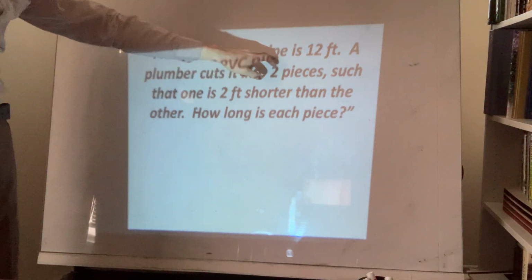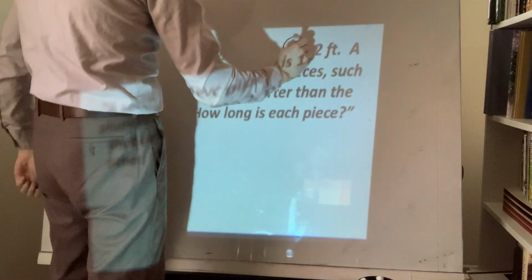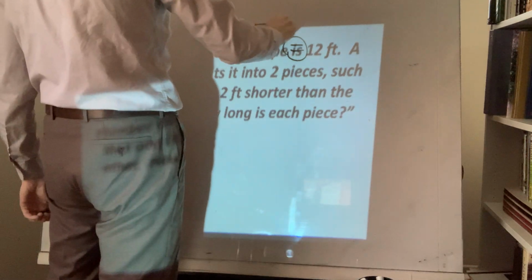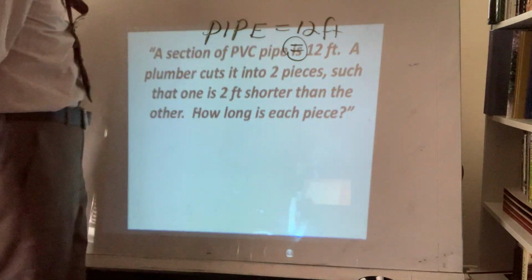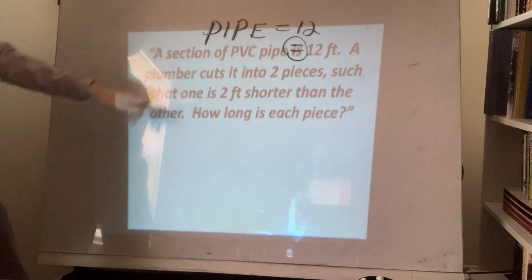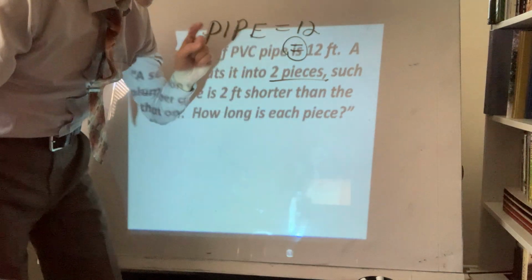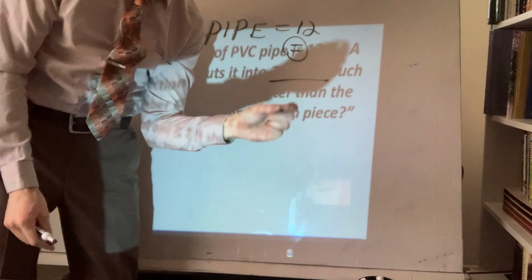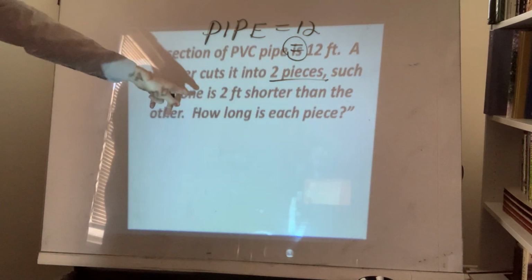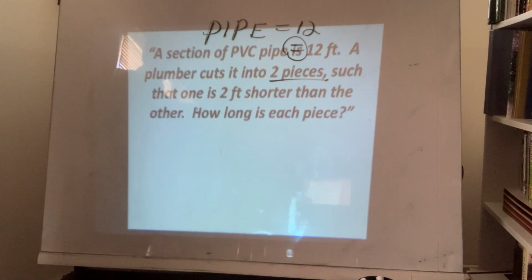The section of PVC pipe is 12 feet. So immediately you see this means that a pipe equals 12 feet, to make it more concise. And if you don't like the unit for right now, you don't even need to worry about it. A plumber cuts it into two pieces. It doesn't say equal, doesn't say half, all right? It just says two pieces, which means it may be one long one and one short one, you know? Such that one is 2 feet shorter than the other. Already we see that there's inequality here.